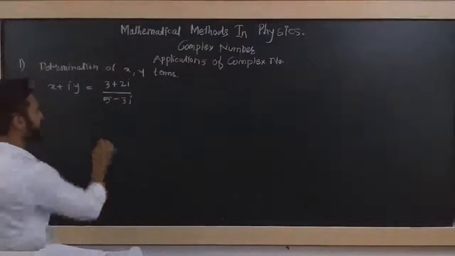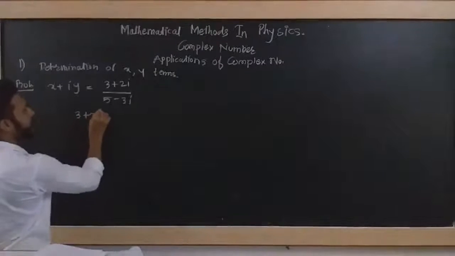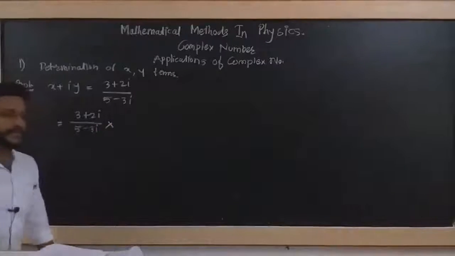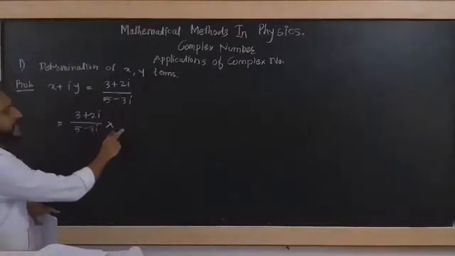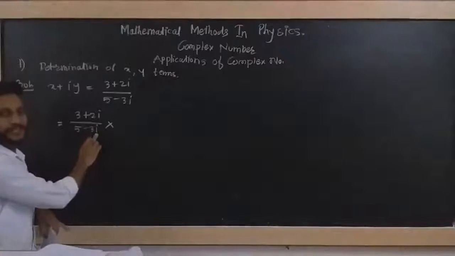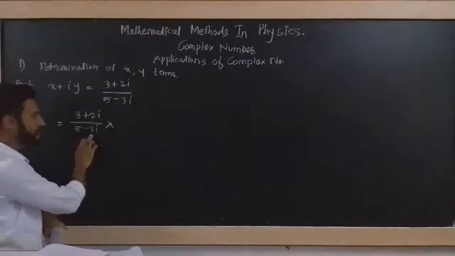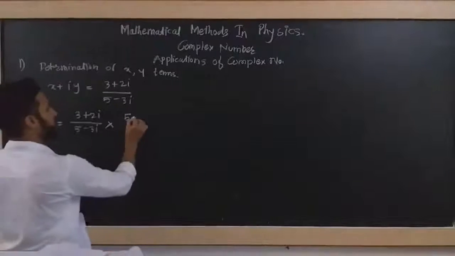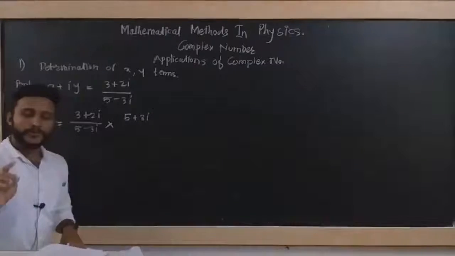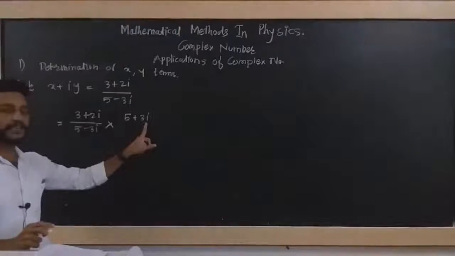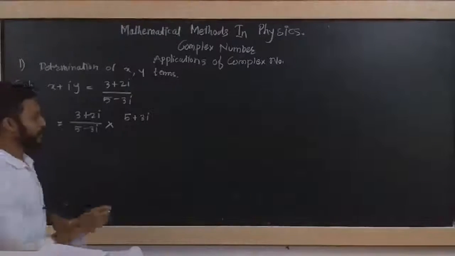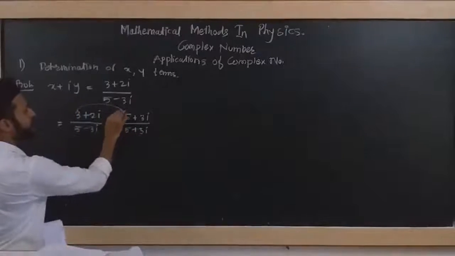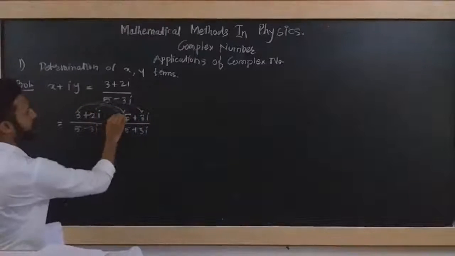First find out x and y. Therefore (3 plus 2i) upon (5 minus 3i). Rationalization method means simply multiplying and dividing by the complex conjugate of the denominator term. Here the denominator is 5 minus 3i and its complex conjugate is 5 plus 3i. Remember, only the iota term will change sign in the complex conjugate, and the remaining stays as it is. Divide by 5 plus 3i. Then just do the simple multiplication, this term by this term, and similarly here also.